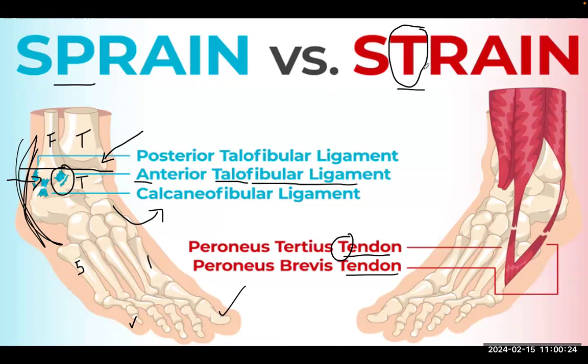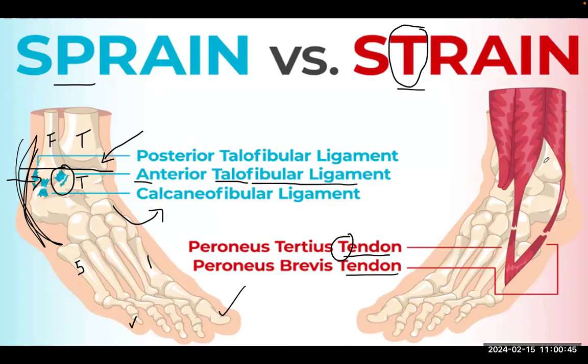It's just understanding that strains is when the muscles and tendons get damaged. Sprains are when the ligaments get damaged. So then when there is ligamentous damage on the outside of the ankle, you would say anatomically, what do we have on the outside of the ankle, muscle and tendon wise? And we have the peroneus sisters there.